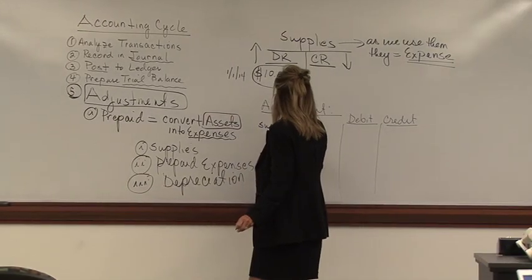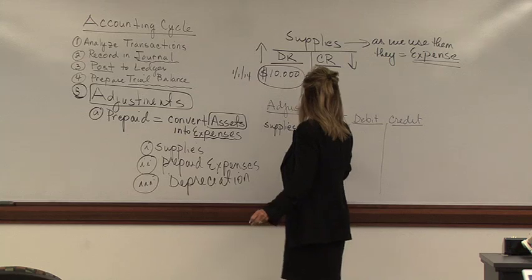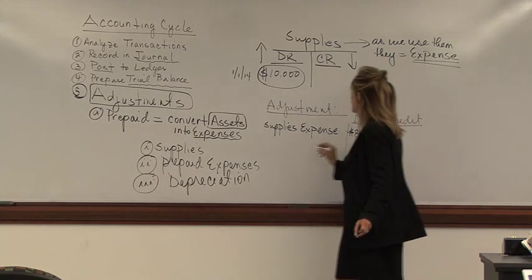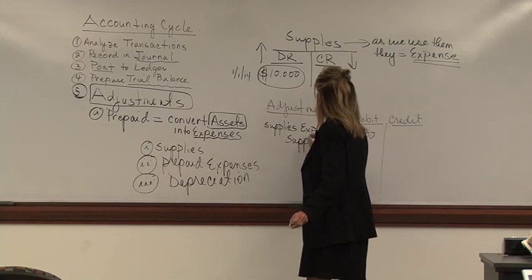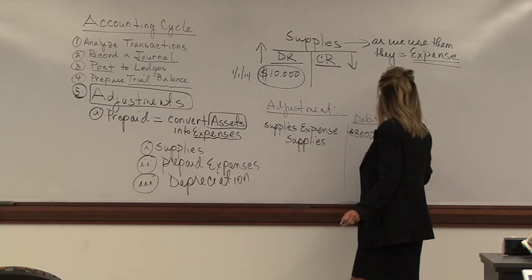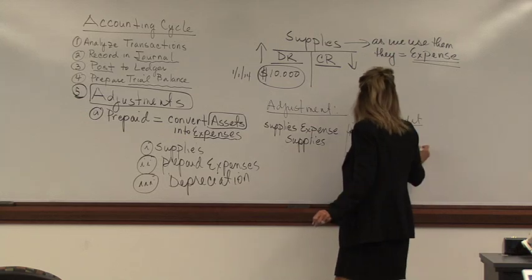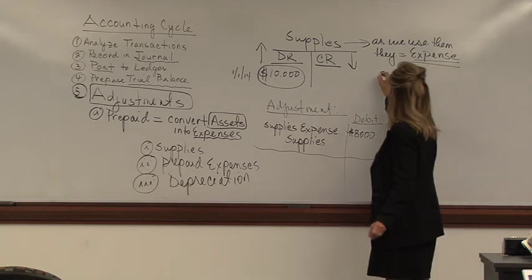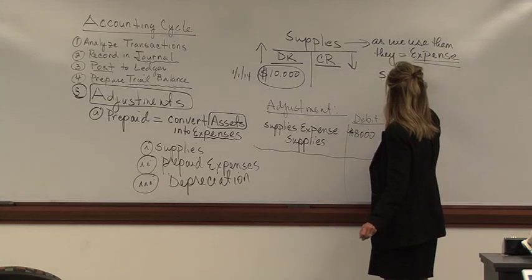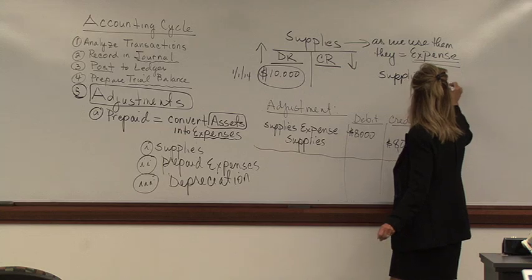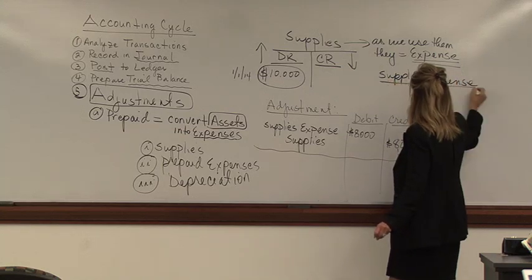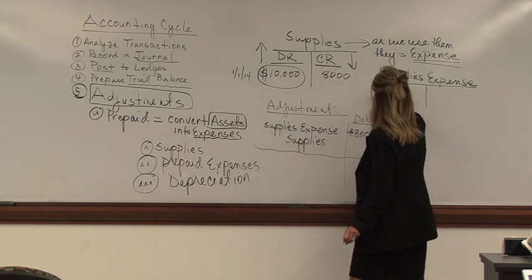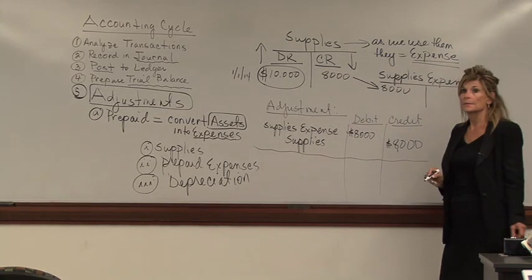So the entry, the adjustment, will be a debit to supplies expense for the supplies used up. And we will credit the asset supplies. So that is the first type of adjustment that falls under prepaid. And so what will happen is our asset supplies will go down, and it becomes an expense.